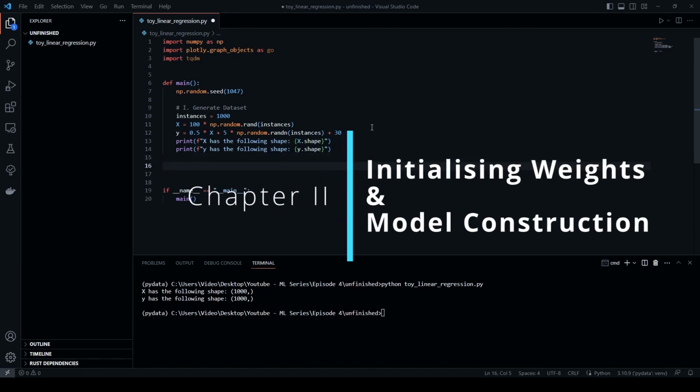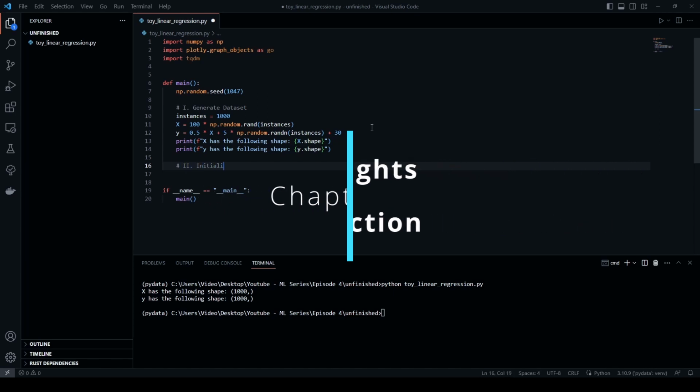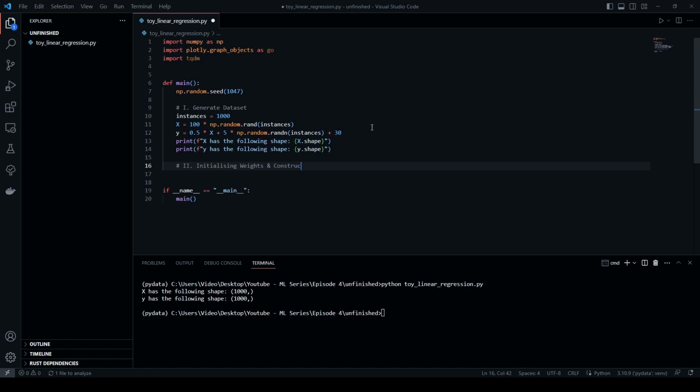Let us continue by initializing the weights and constructing a model. So what kind of model do we use? Since we know we are already dealing with a linear function, our model will also use a linear function, which will be of that form. We use our feature x times the weight plus the bias term, right? That is the definition of a linear function.